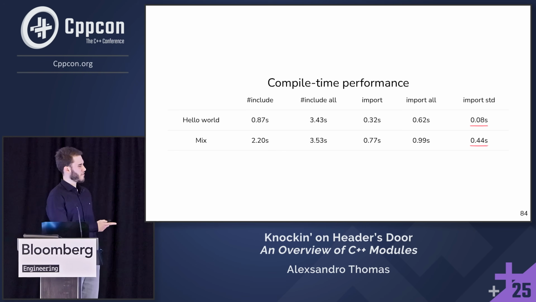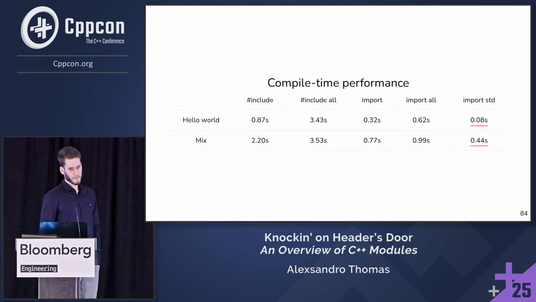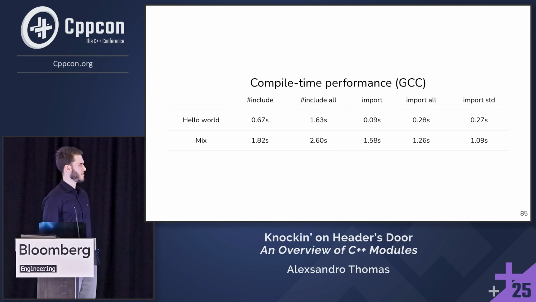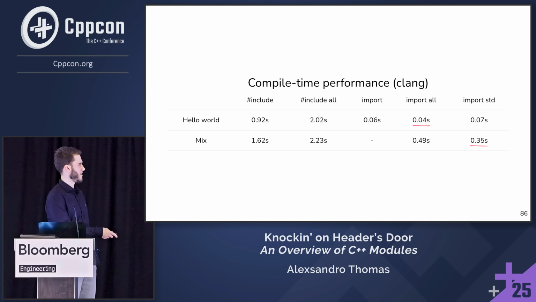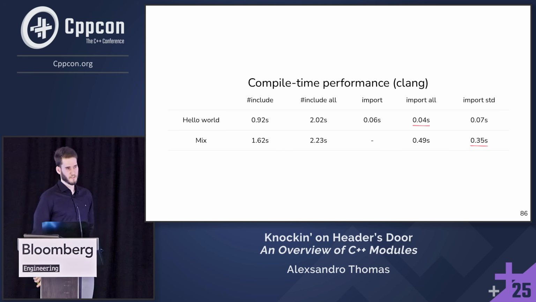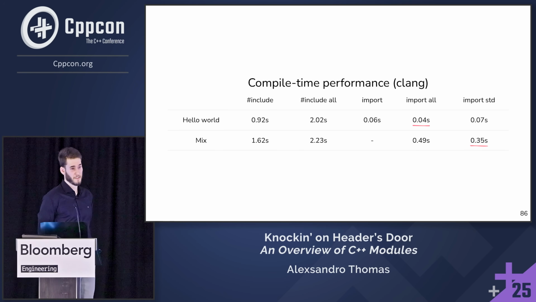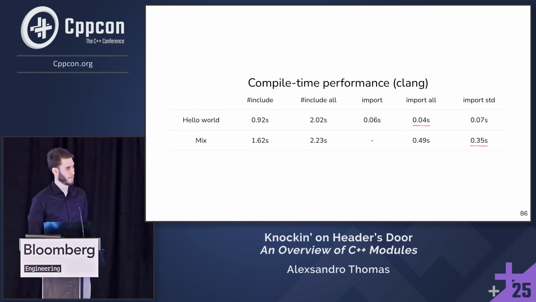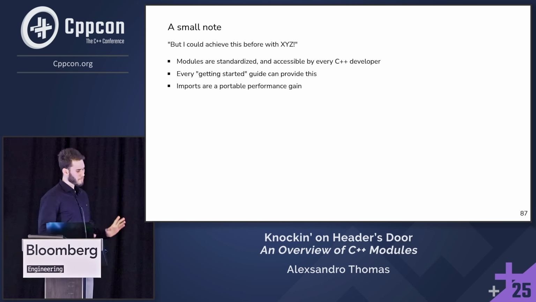But, well, this is for MSVC and from an old paper, so I wanted to benchmark that myself. On GCC, you get a figure like that. You can see that just importing what you need is faster for the Hello World program, and then importing std ends up being the fastest one on Mix. And on Clang, the fastest ends up being import all, and then import std, but the difference is not really that big. So it's still the case that just importing std seems to be the best and most portable option for you. And there's a small note here.